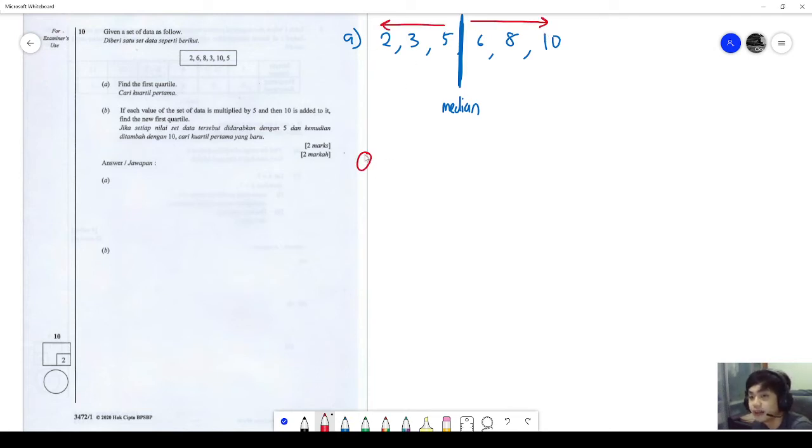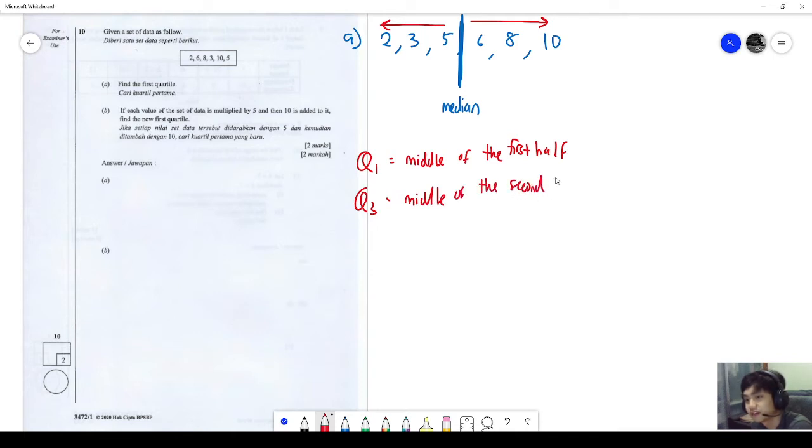So Q1 is essentially just the middle of the first half of the data, whereas Q3 is the middle of the second half. In this case, Q1 is very easily found, where Q1 is just 3. So from here we can say Q1 equals 3 for question A.